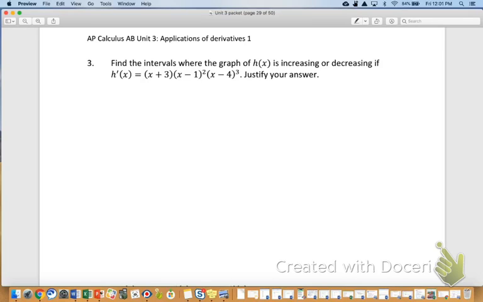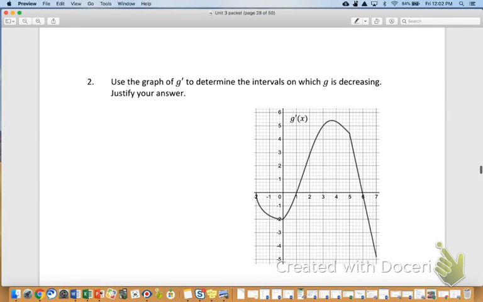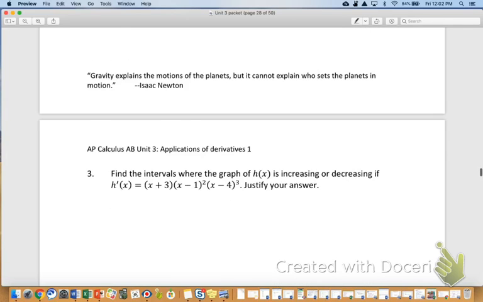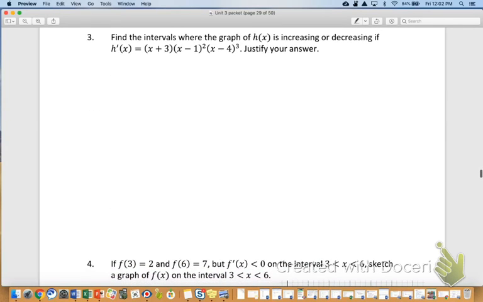We did not do, I believe we did not do number 3, just to give you some perspective here. I think in class we did these two. I think we did number 1 and number 2. So here is number 3.